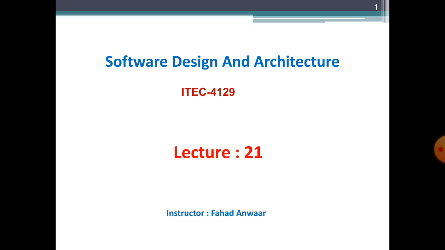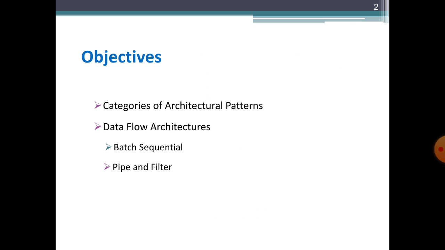So let's formally start the discussion of lecture number 21. Here is a brief objective of today's lecture. In this lecture we will discuss data flow architecture, in which we see the batch sequential architectural pattern and the pipe and filter architectural pattern. We will also discuss the structure of both data flow architectures, consider some examples, discuss the possible applicable domain areas where these data flow architectures can be utilized, and discuss the benefits and limitations of both of these data flow architecture patterns.